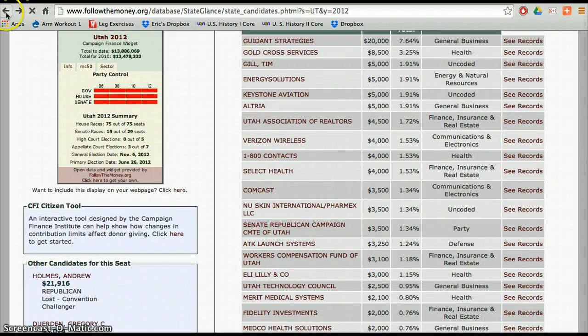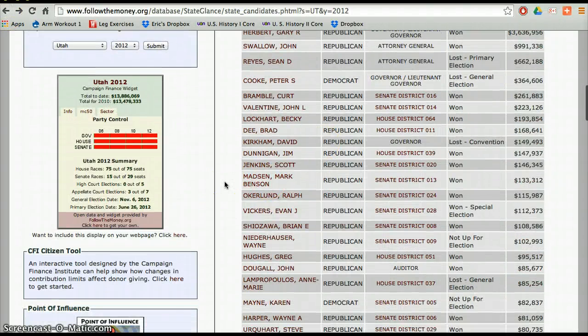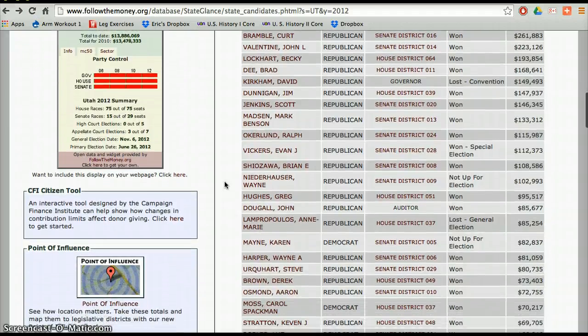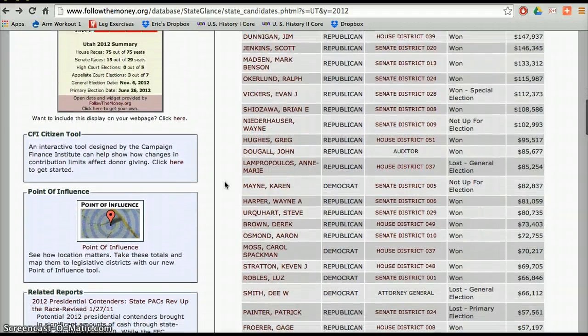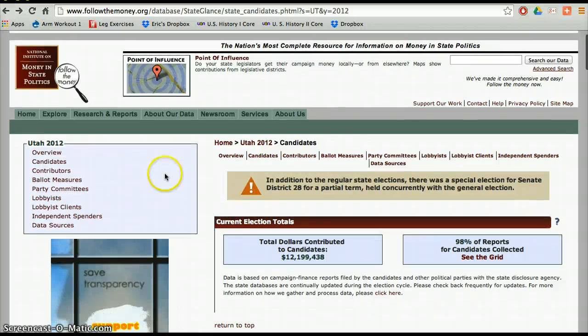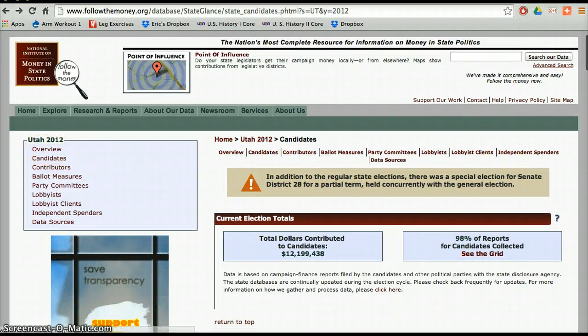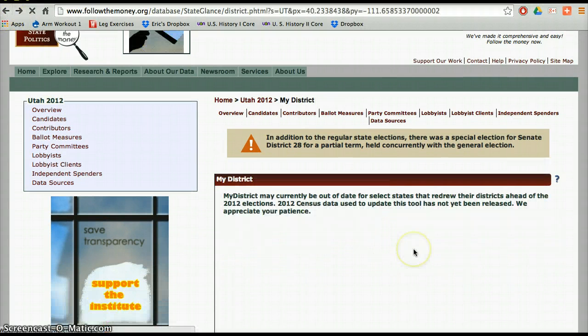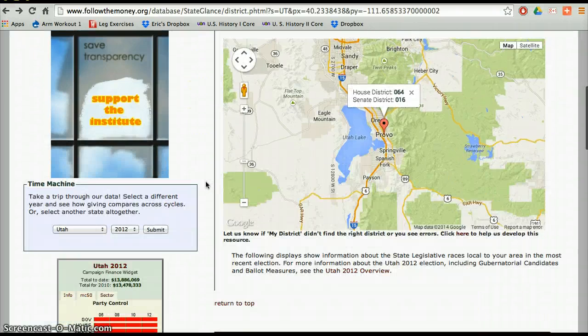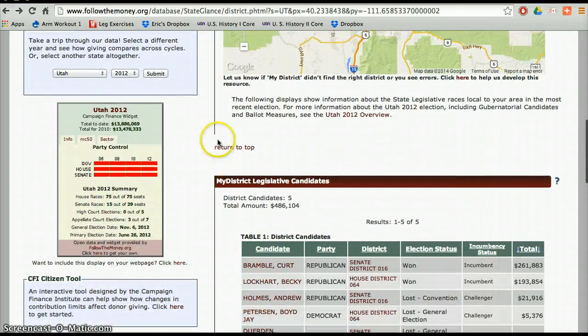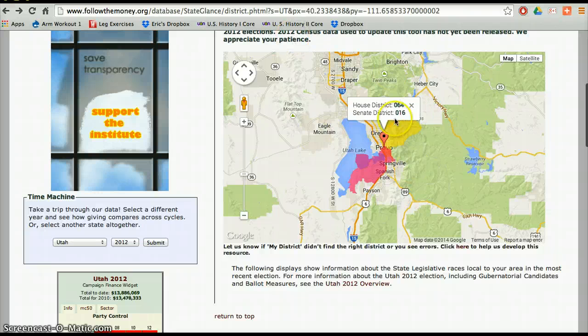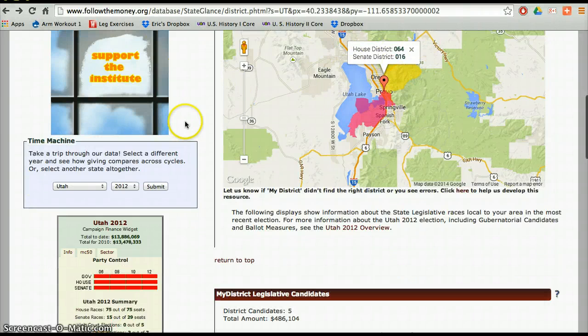So now let's see what his opponent was all about. To do that, I'm going to go back, because it's a little hard to find the people that lost the campaign. I just hit the back button, and I'm back on this page where it told me we're at my House and Senate district.